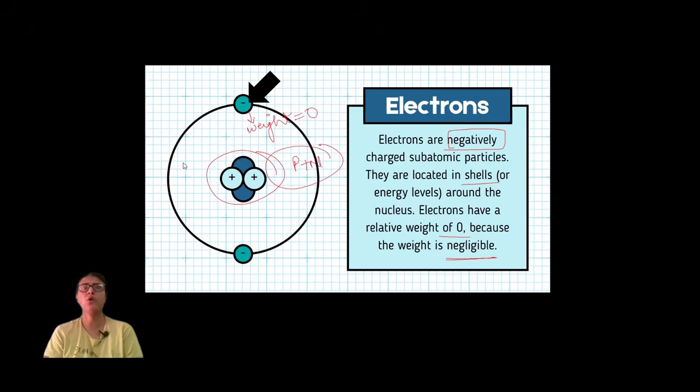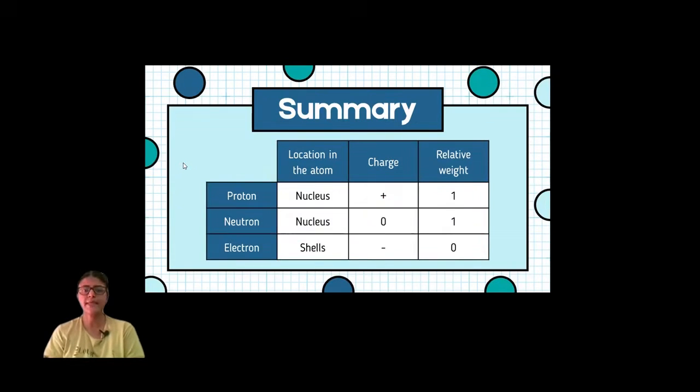Electrons have no contribution to the weight because their weight is negligible. Next, in summary, we have already learned about protons, neutrons, and electrons. You can see the nucleus has a positive charge and a weight of 1. Neutrons are neutral, with a charge of 0 and a weight of 1. But in the case of electrons, the charge is negative, but there is no weight.